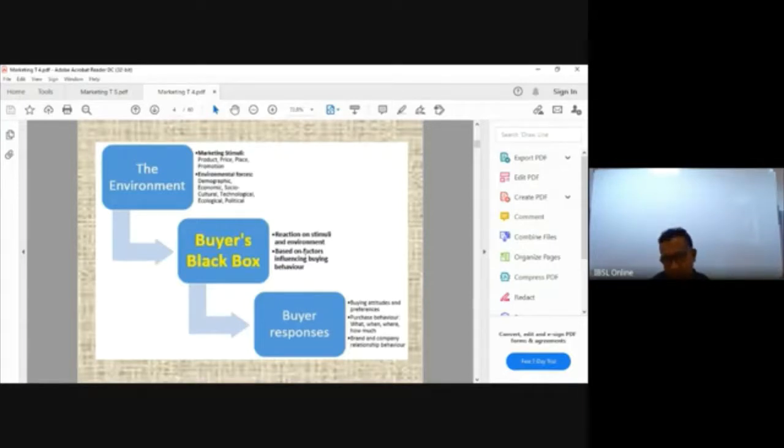So the black box model can therefore be applicable in our life situations, not only for marketing but also in understanding human behavior in general, not only in buying situations but also in general situations as well. Right?